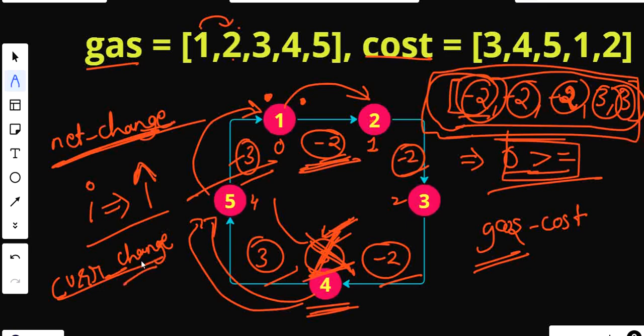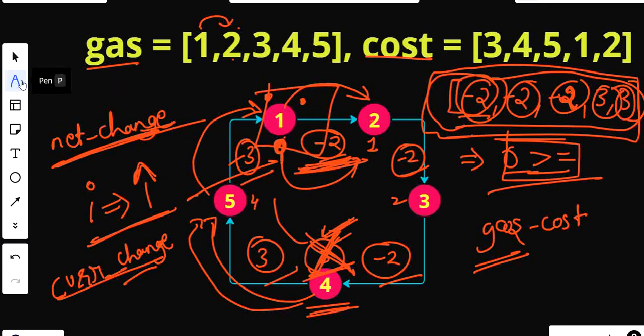So I am saying if current change is negative, make our current change 0 and our answer as I plus 1, because now if I am checking for I, I know that I won't be able to start my traversal from I, because I is having this negative net change and I want a positive one, then only I will be able to proceed, right? So I won't be able to consider this segment as a part of answer.